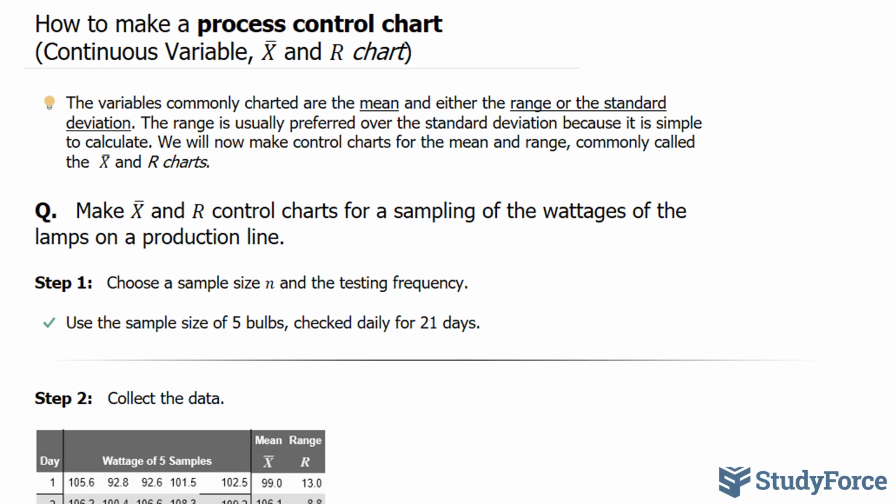The question reads, make an X bar and R chart for a sampling of the wattages of the lamps on a production line. Our first step is to choose an appropriate N and an appropriate testing frequency. For the sake of this video, we will use a sample size of 5 bulbs checked daily for 21 days. So pretend you're a quality control expert. You'll be checking 5 bulbs made every day for the next 21 days. Step 2 is to collect the data for the next 21 days.